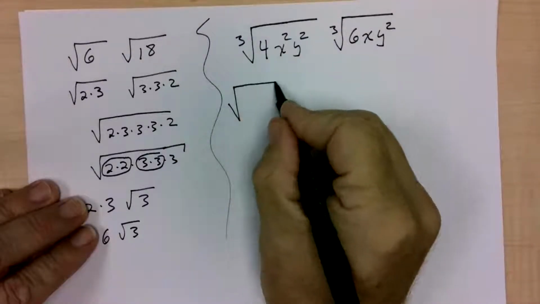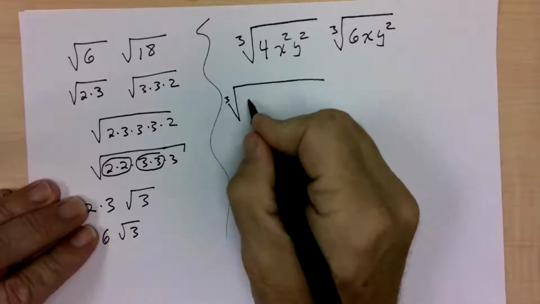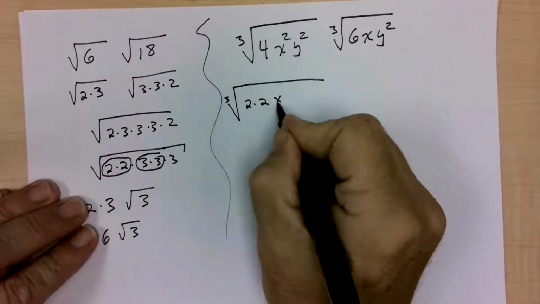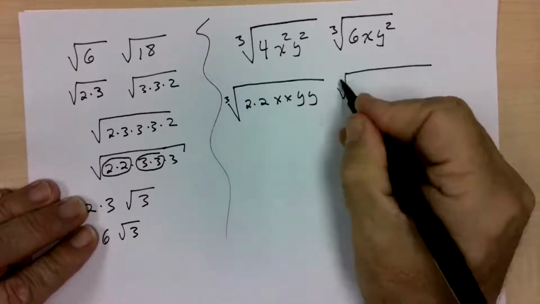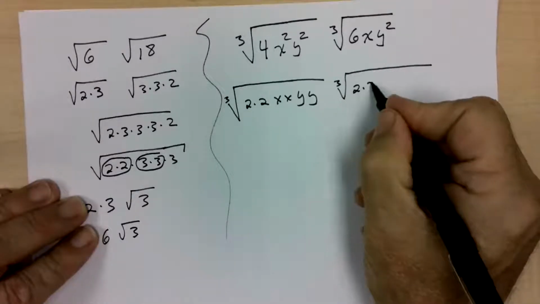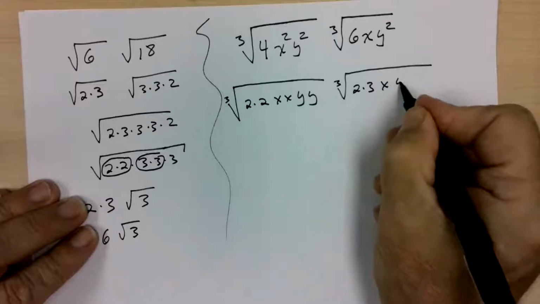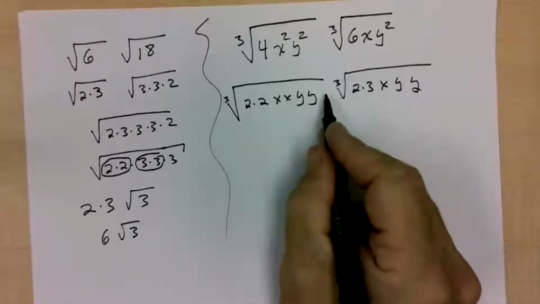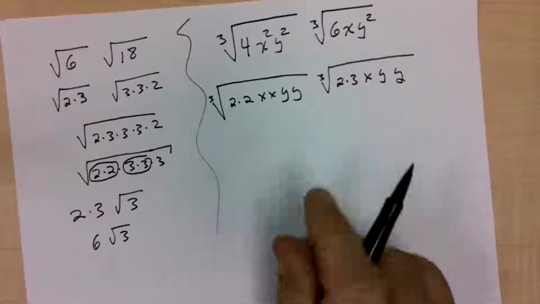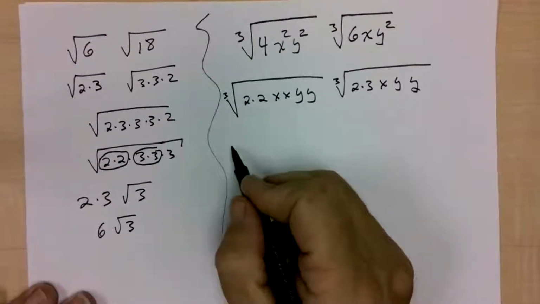But let's factor first. Cube root 4 is 2 times 2. X squared is x times x. Y squared is y times y. Cube root of 6 is 2 times 3. X is x. Y squared is y times y. I have the same index. They're both cube roots, so I can write it as a single cube root now.